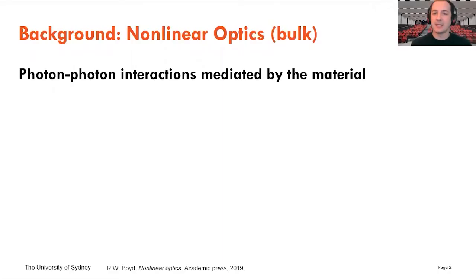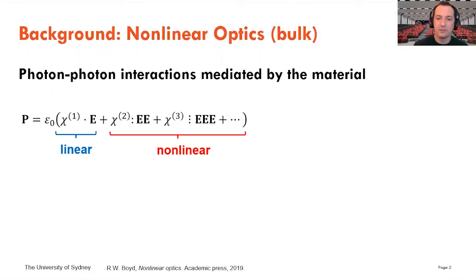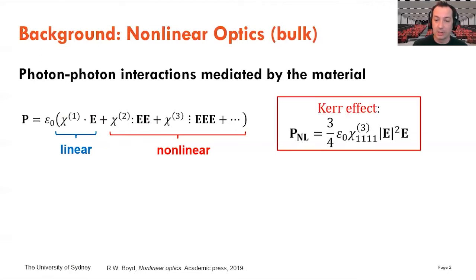This being a nonlinear optics session, let me just briefly review some of the background. What we're interested in at a fundamental level are the photon-photon interactions mediated by a material. We're just going to start with the bulk case. The starting point is the Taylor expansion of the nonlinear polarization, which contains susceptibility terms, chi1, chi2, and chi3. This Taylor expansion contains a linear part and a nonlinear part. In this talk, we will only be interested in chi3, the third order susceptibility, which will be the only term contributing to the nonlinear polarization via what is known as the Kerr effect.